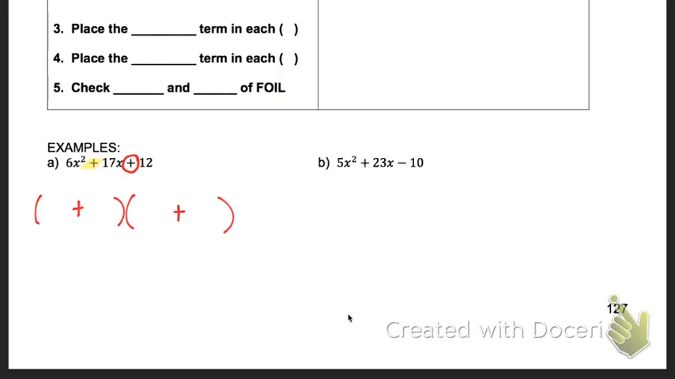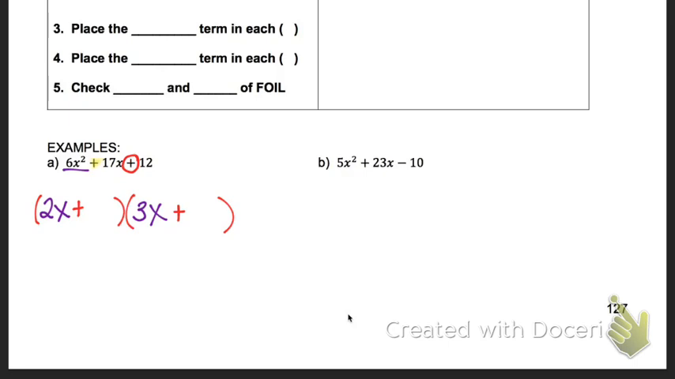From here, I'm going to look at this first number, 6. Factors of 6 are the numbers that are going to go in my first slots. So factors of 6, I've got 1 and 6 and I've got 2 and 3. Probably going to pick 2 and 3. So let's put 2x and 3x. You can't forget the letter x, the variable. Don't put 2 plus 3; you have to put the x with it.